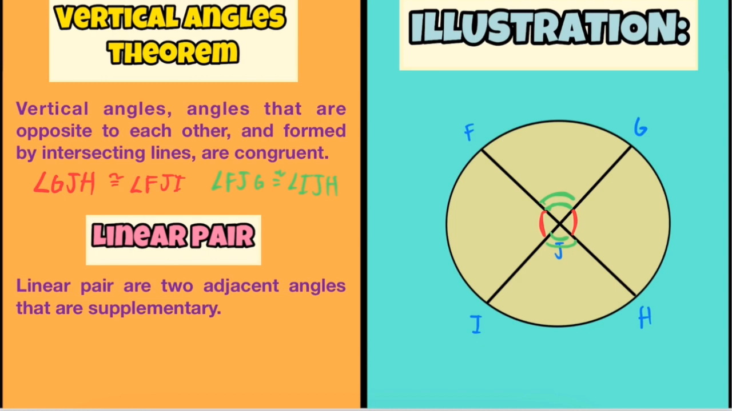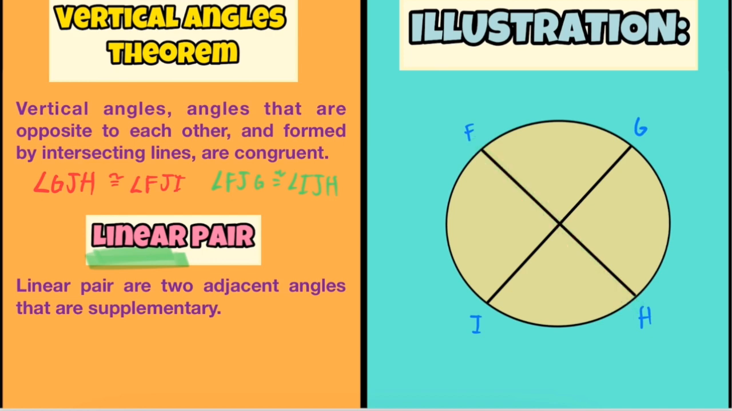I'll just erase this one since we're done with the vertical angles theorem. So how does the linear pair work? Not only do we have vertical angles when we have two intersecting lines, we can also have linear pairs. Basically, it's from the name itself, linear. So you base it off from a line. So for example, you have here the segment FH. It's a straight segment, right?